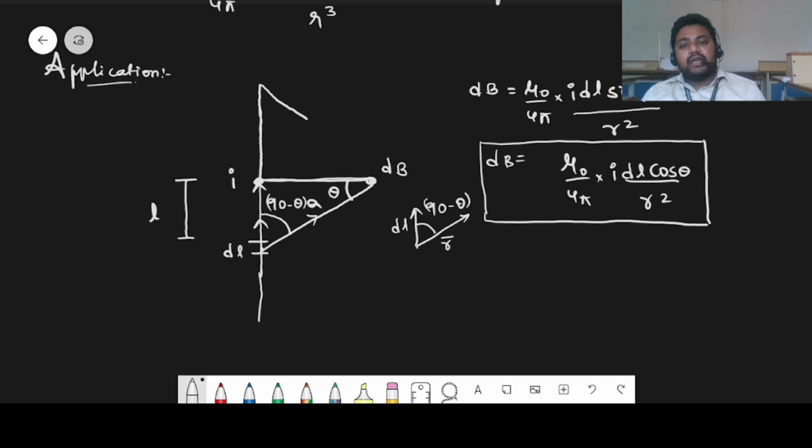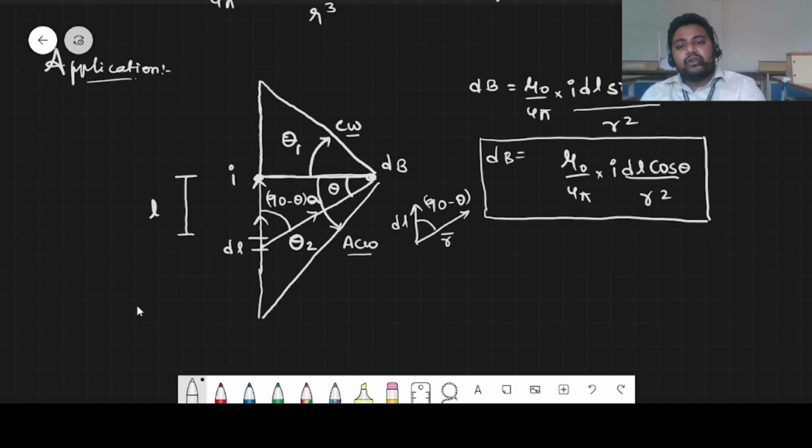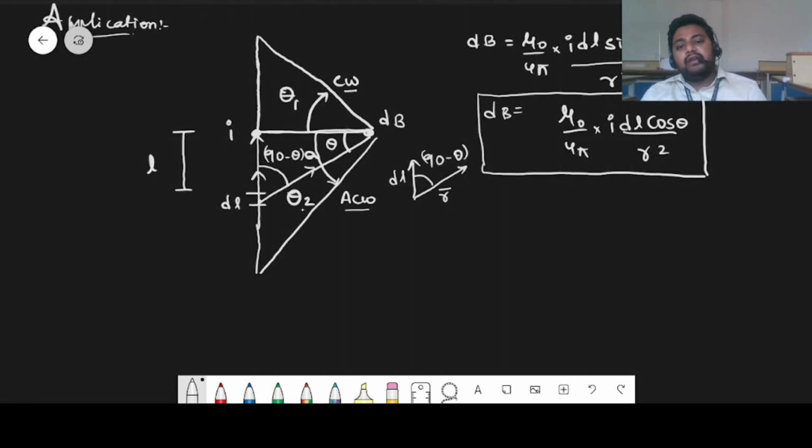Now to cover this entire length, thetas we have to analyze. I have to go in this direction to cover this side by an angle theta 1. I have to go in this direction to cover this side by an angle theta 2. And this is your clockwise direction and this is your anti-clockwise direction. Now, whenever we are having this sort of condition, we have to integrate it to find the total length. So if you are integrating dB, you are going to get total magnetic field B.